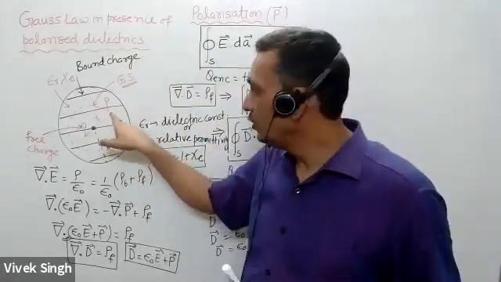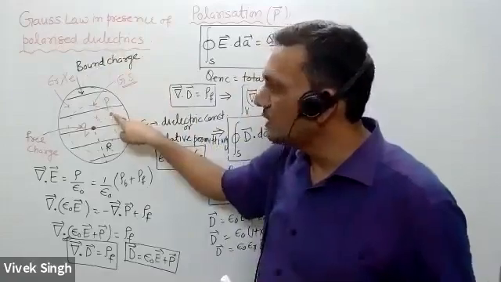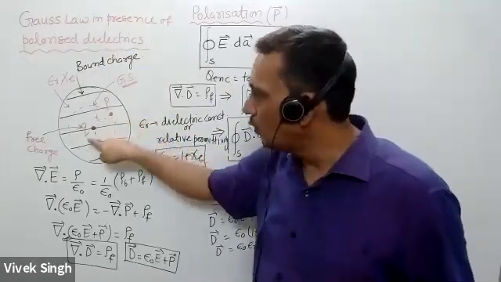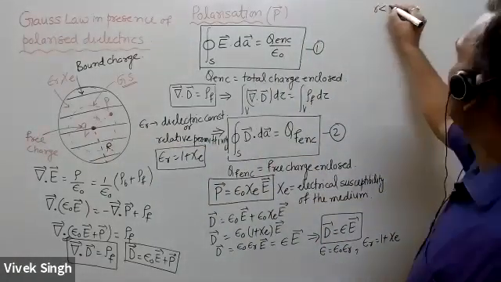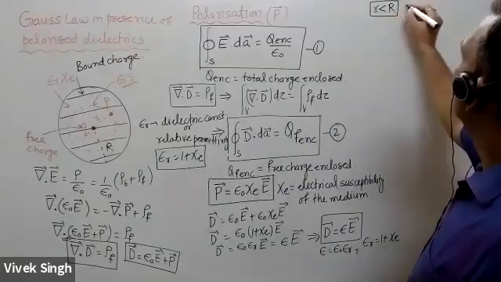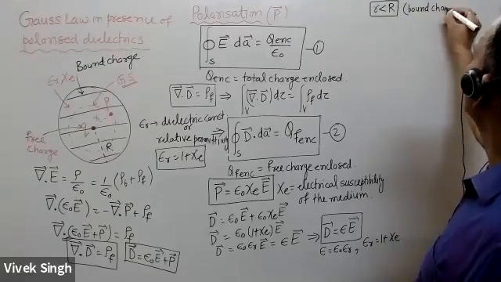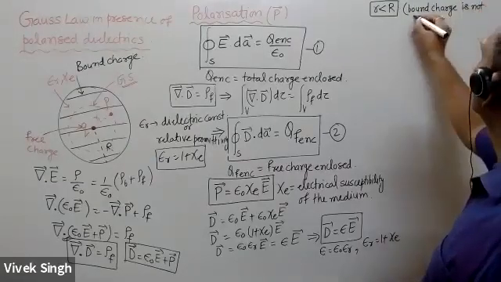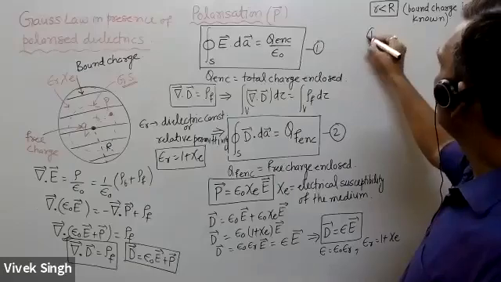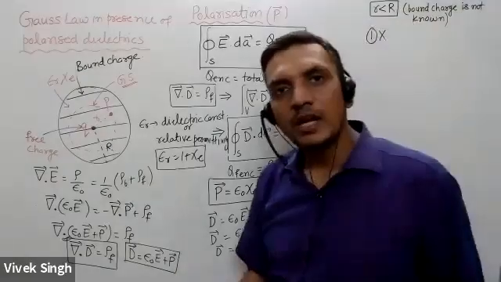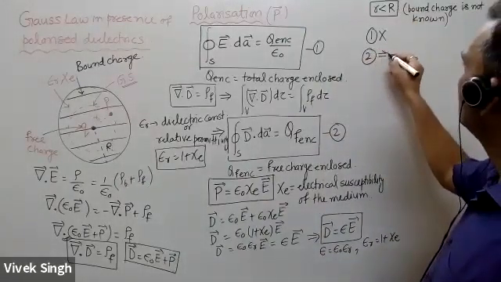So for the inside point, you can see this is the polarized dielectric. I have written Gauss law in the presence of a polarized dielectric. Inside we have a polarized dielectric, and you know only the free charge, so use equation 2. For the inside point, the bound charge is not known. Although you have bound charge, you don't know what it is, so you cannot use equation 1. For equation 1, you must know the total charge enclosed. So for the inside point, we will use equation 2.